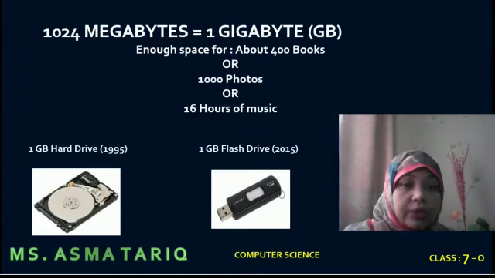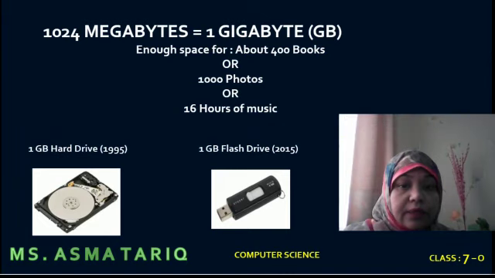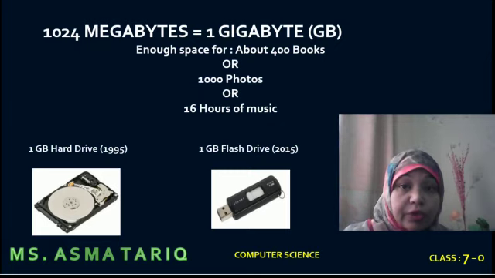Similarly, 1024 megabytes equals 1 gigabyte GB. This is enough space for about 400 books, or 1000 photographs, or 16 hours of music to store. A 1 GB hard drive was introduced in 1995 and a 1 GB flash drive was introduced in 2015.